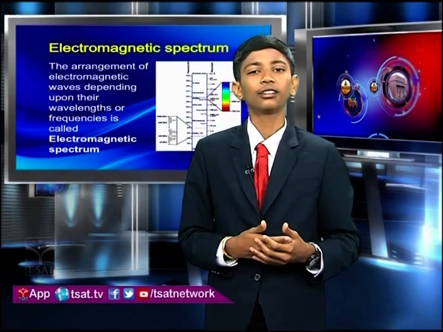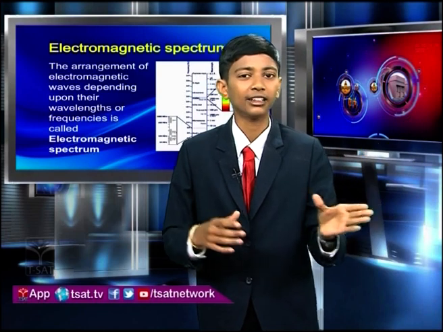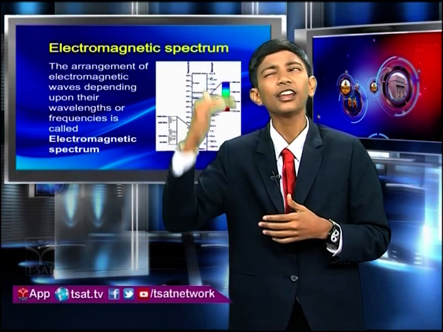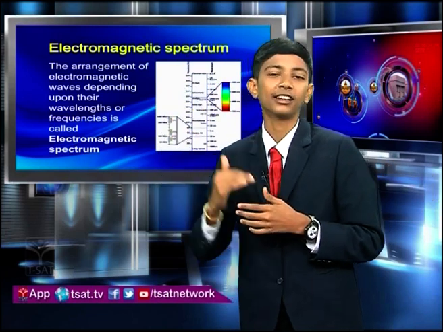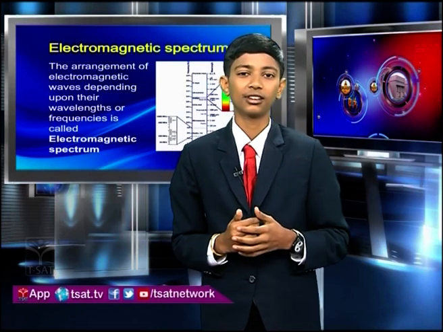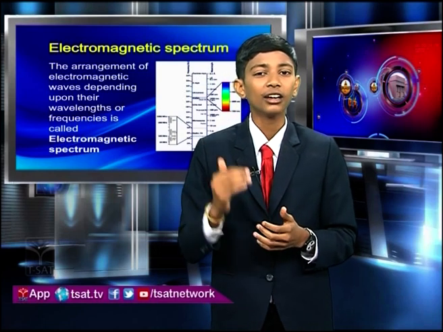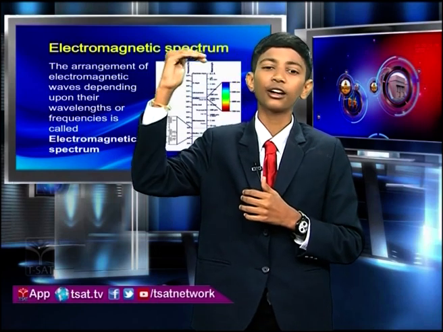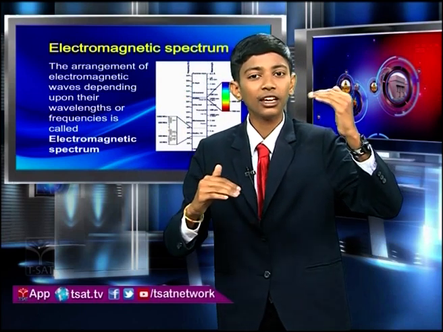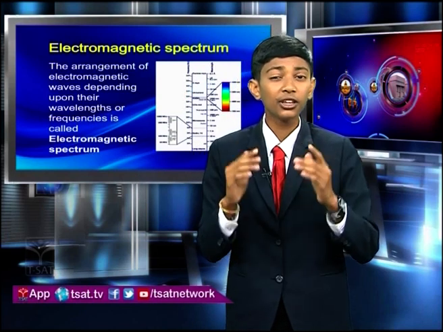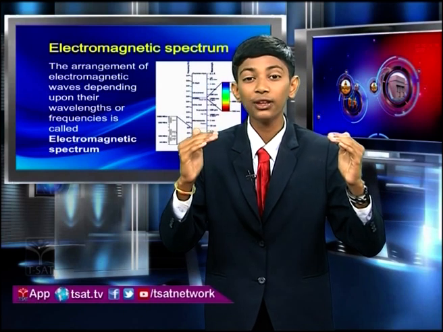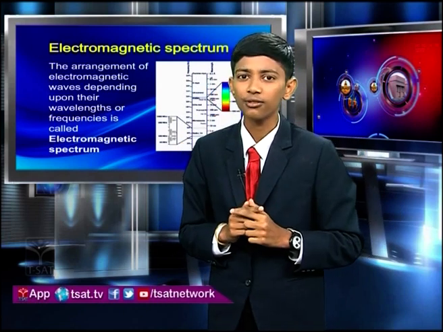Now we will discuss the electromagnetic spectrum. The electromagnetic spectrum is an arrangement of all electromagnetic waves depending upon their wavelengths or frequencies. If we look at the arrangement of all electromagnetic waves, either by increasing wavelengths or increasing frequencies, there is an interesting relationship between the wavelength and frequency of electromagnetic waves.